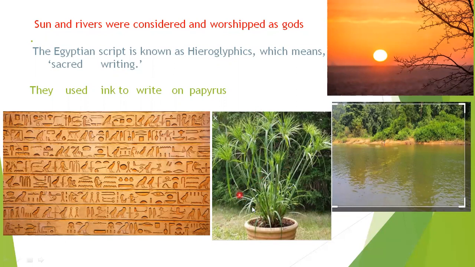Near the Nile River, we can see this plant. This plant is known as papyrus. With ink, they wrote hieroglyphics on it. It is the main script of the Egyptian civilization.